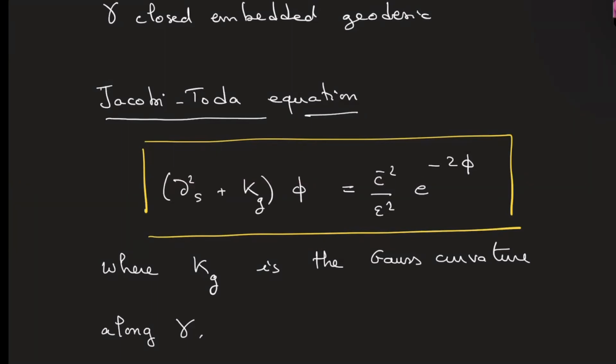So eventually you can do it when the curvature is constant, but most of the time the Gauss curvature will not be constant. So you have to be careful that the Gauss curvature here is not constant along C.